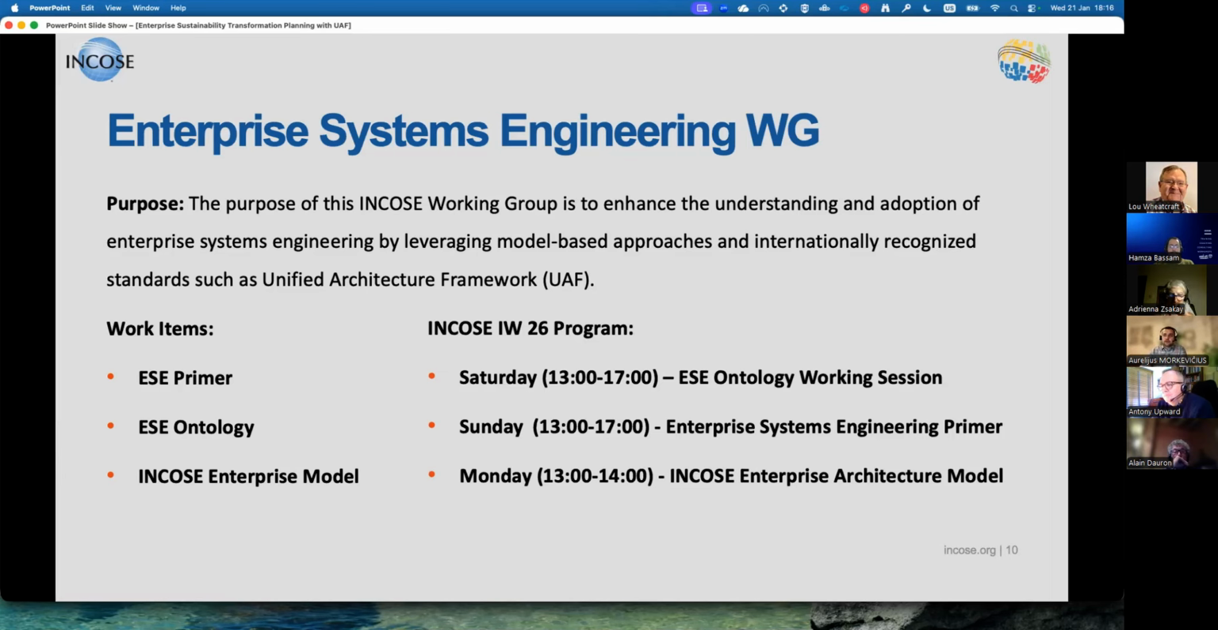Currently, we work on three working items. It's the primer. As we're a new group, we just started this March. So first of all, we want to develop the primer, which would give the basic understanding of what we're speaking about. Then we're working on the ontology. That's the newly approved technical product we have, Enterprise Systems Engineering Ontology. And finally, we're trying to work on an internal project where we model the INCOSE enterprise, again, using Unified Architecture Framework. And we have some sessions planned in the INCOSE workshop next week. So if you are there, you are welcome to join.